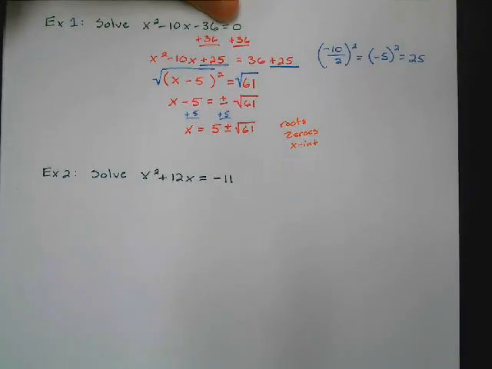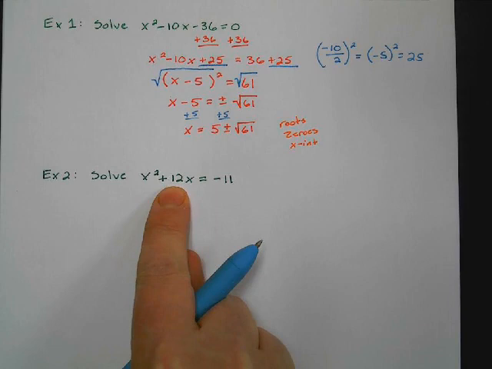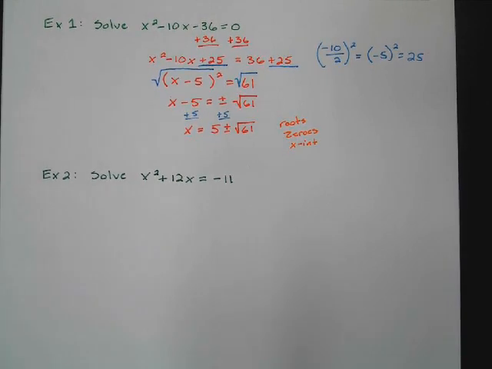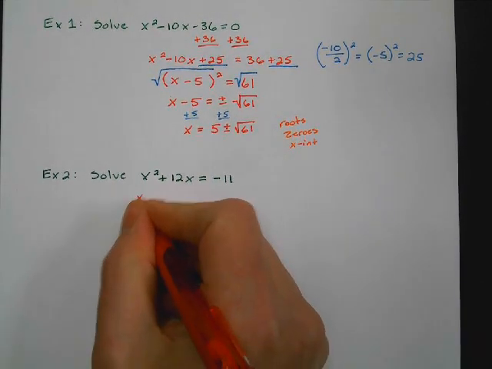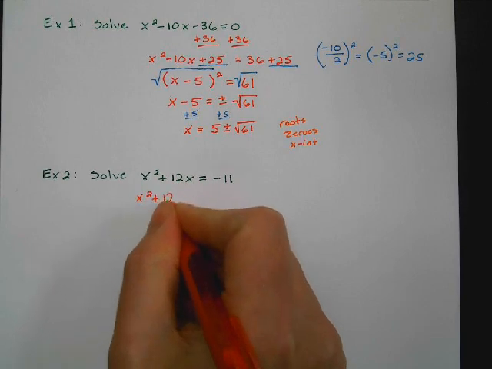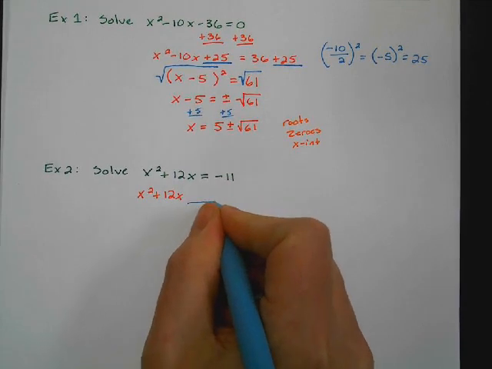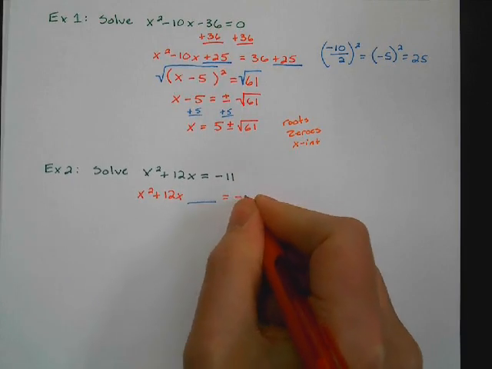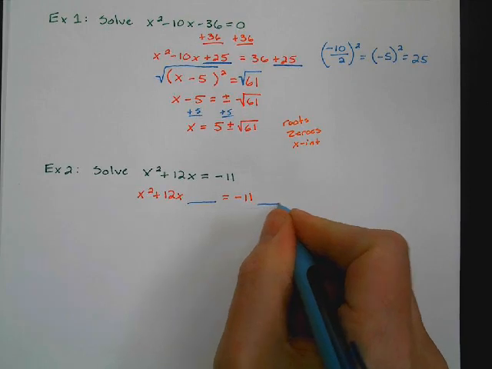So what we're going to do is we're going to just start up with the next step. The next step is to take our b value of 12, divide it by 2, square it, and then add that number to both sides. So that's called completing the square again. So this side, we're going to get x squared plus 12x. We're going to add a number to that side to complete the square. And on the other side, we're going to get negative 11. And then we're going to add a number that completes the square on that side.